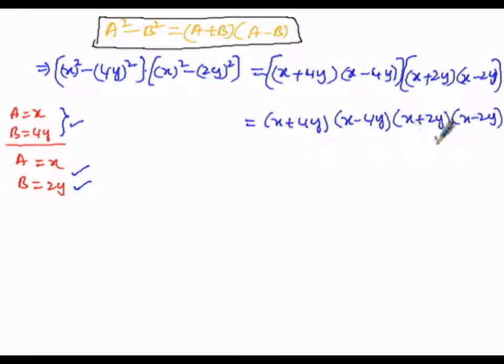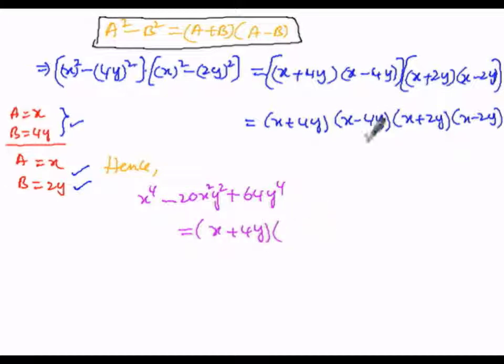So hence x to the power of 4 minus 20x square y square plus 64y to the power of 4 can be written as, since it is of 4th degree, the highest degree is 4, so 2 plus 2 is 4, here also 4. So it consists of 4 factors. The first factor is x plus 4y, the second factor is x minus 4y, third factor is x plus 2y, then the last factor, that is the fourth factor, is x minus 2y.